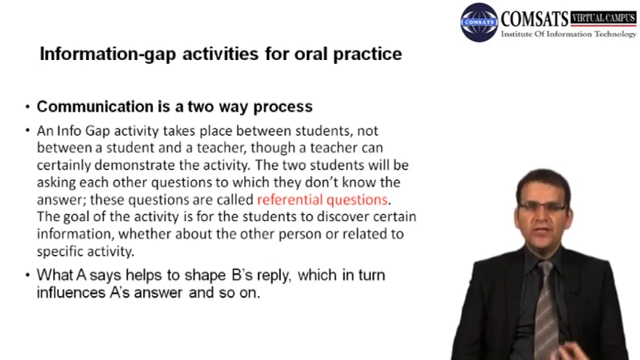So in information gap activities, what happens? It takes place between students. One opinion is that it doesn't take place between a teacher and a student. Generally it takes place between students. Though a teacher can set it up, he can demonstrate that activity, as a role model. Initially he can become an informant, a person who has more information, and then he can select any student, the best student in the class, as the one who has less information.